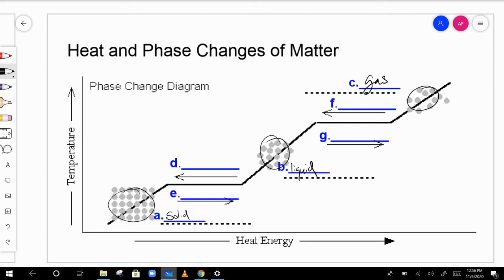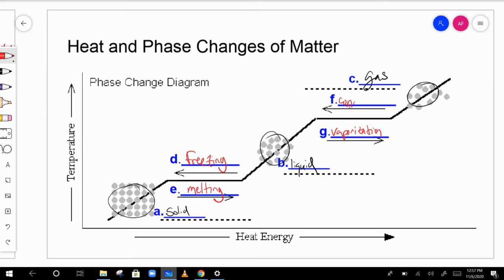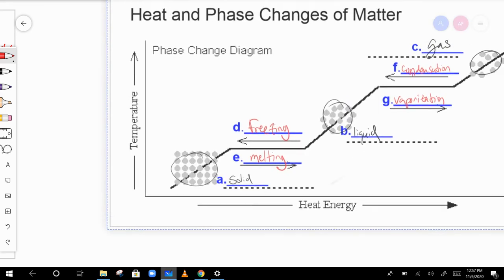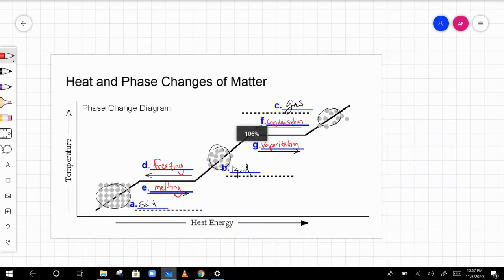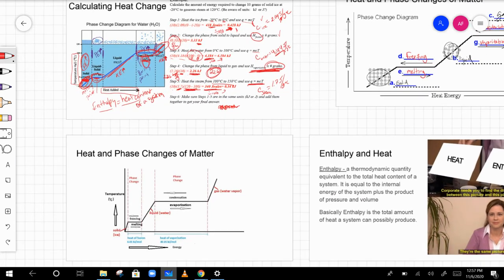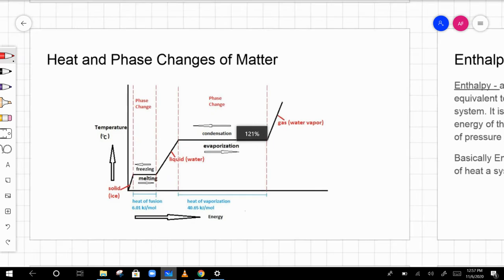Okay, if we look at what phase changes are occurring, we go from solid to liquid. The solid to liquid, we call that melting. From liquid to solid, we call that freezing. From liquid to gas, we call vaporization. And from gas to liquid, we call that condensation. Pretty simple there. It's exactly what I just pointed out here.